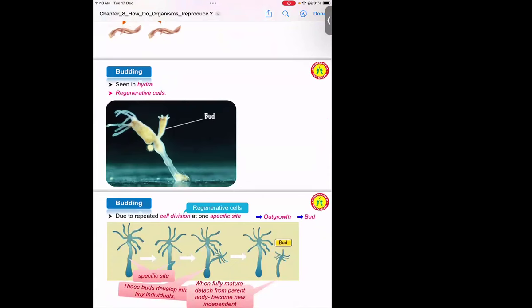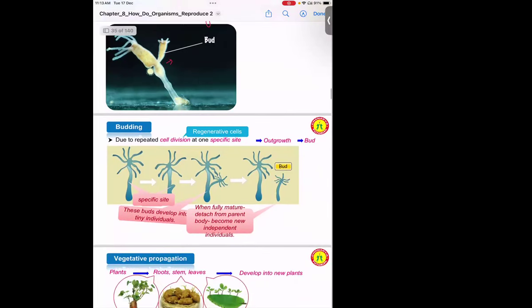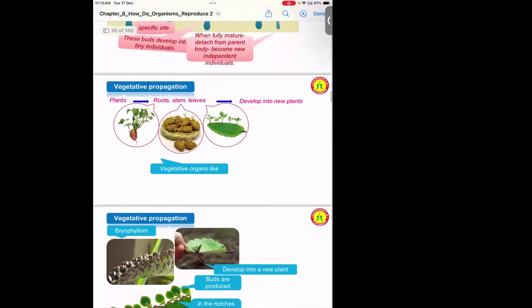Now, in budding, another example is the hydra. Here, they also have regenerative cells, because of which they can show the process of asexual reproduction. It happens due to repetitive cell division in the regenerative cells. The regenerative cells of the hydra divide continuously. Cell division occurs at a specific site, and because of that an outgrowth, the bud, is formed. Once the bud is formed, it detaches from the parent and the new individual is formed. That is how it works.